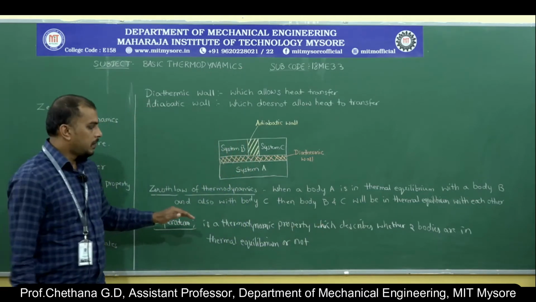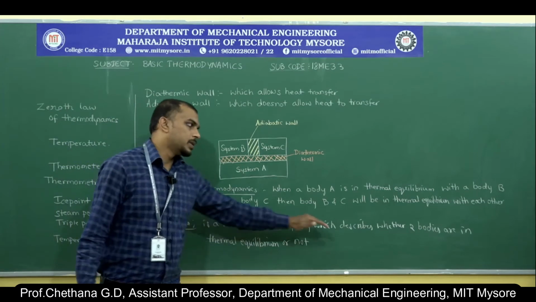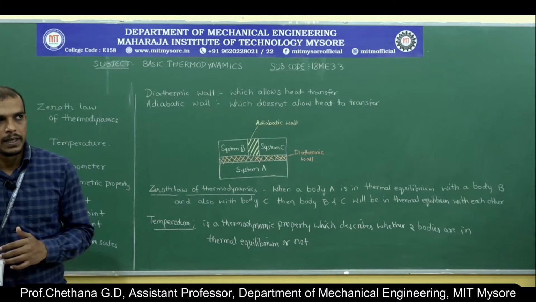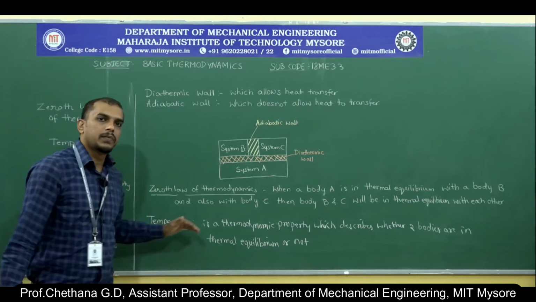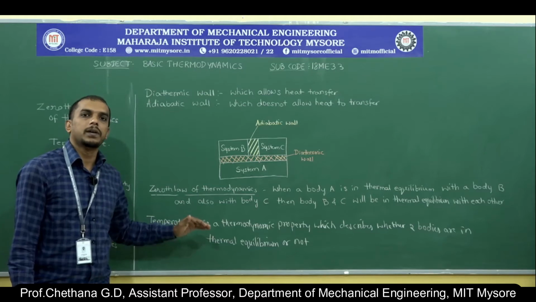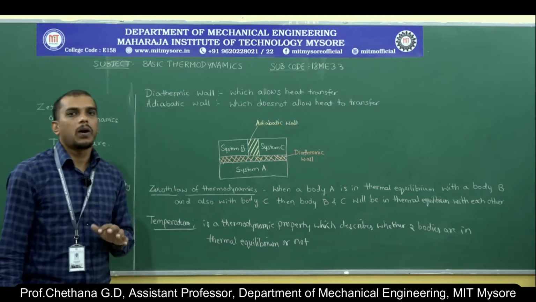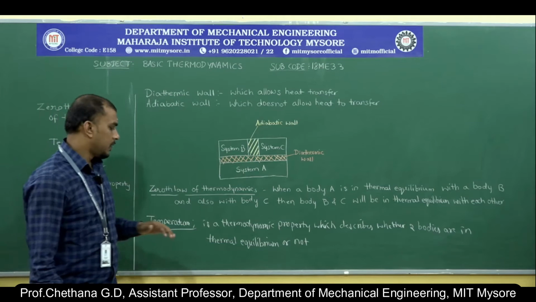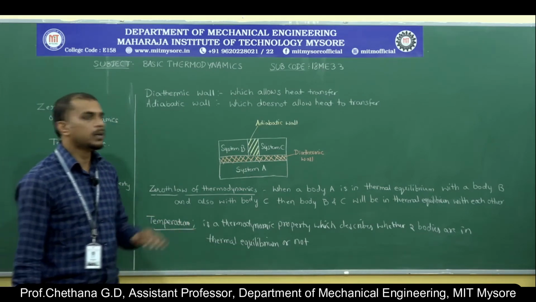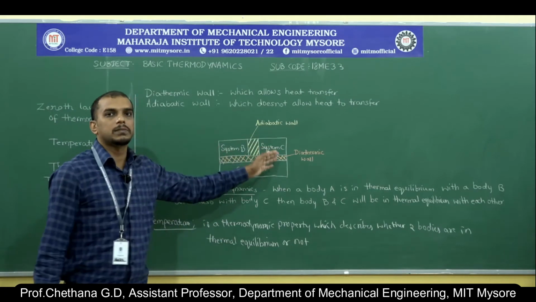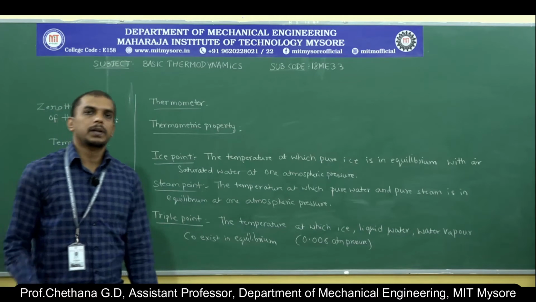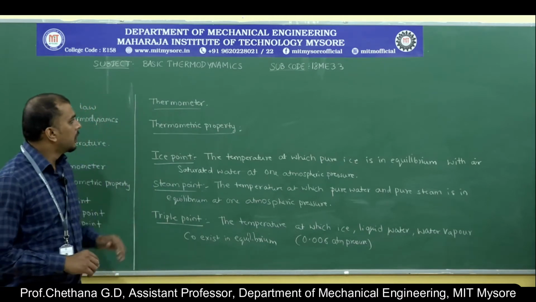So, temperature is a thermodynamic property which describes whether two bodies are in thermal equilibrium or not. Sometimes temperature is also defined as a state by which you can identify whether the body is hot or cold. But the engineering definition, you will have to remember, is that temperature is a thermodynamic property which describes whether two systems are in thermal equilibrium or not. We have defined temperature now.